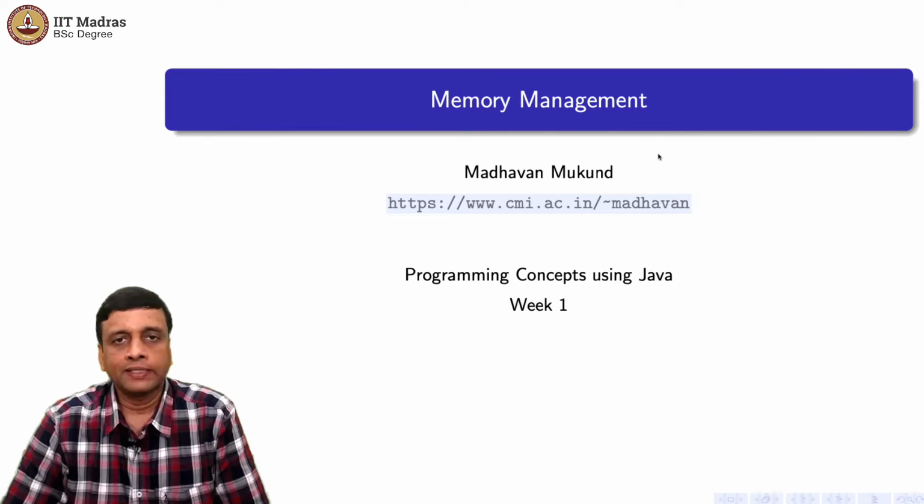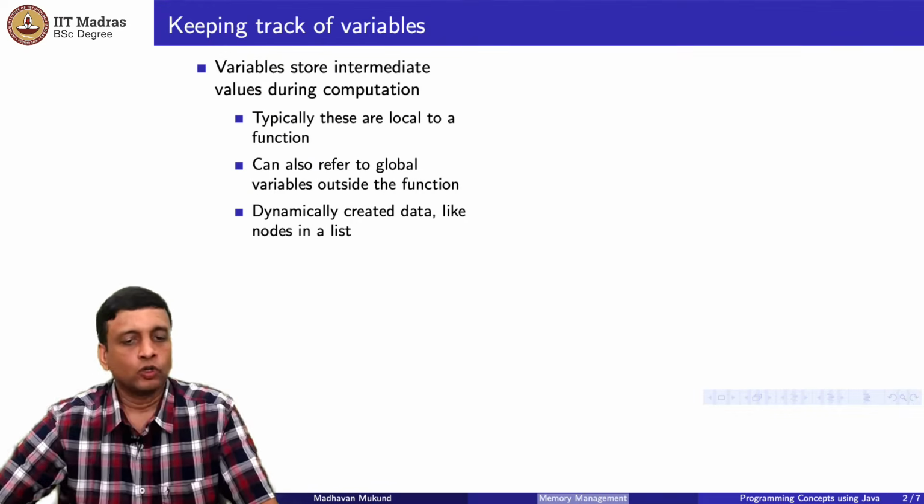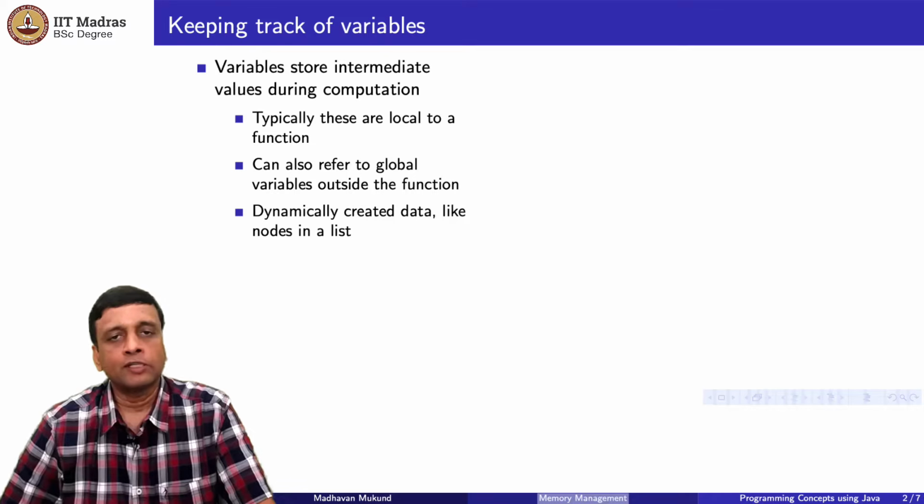So we saw that variables have types which determine what we can do with them. Now let's look at how variables are actually stored during the execution of our program. So normally we have variables to store intermediate values during our computation, and they come in three broad categories.